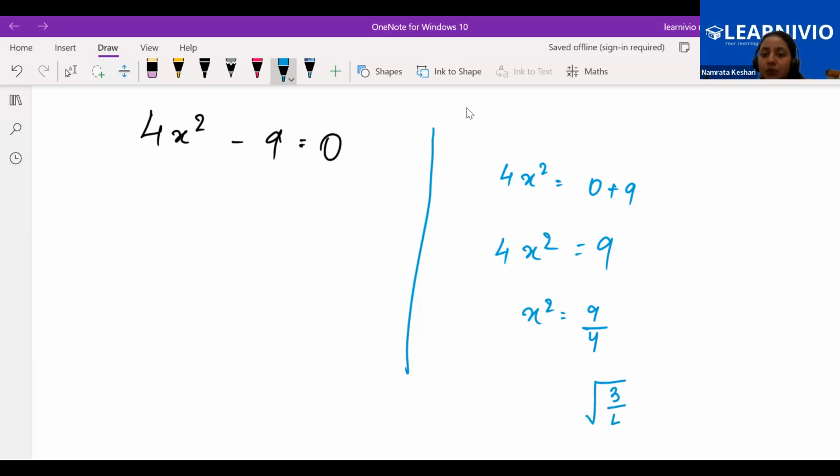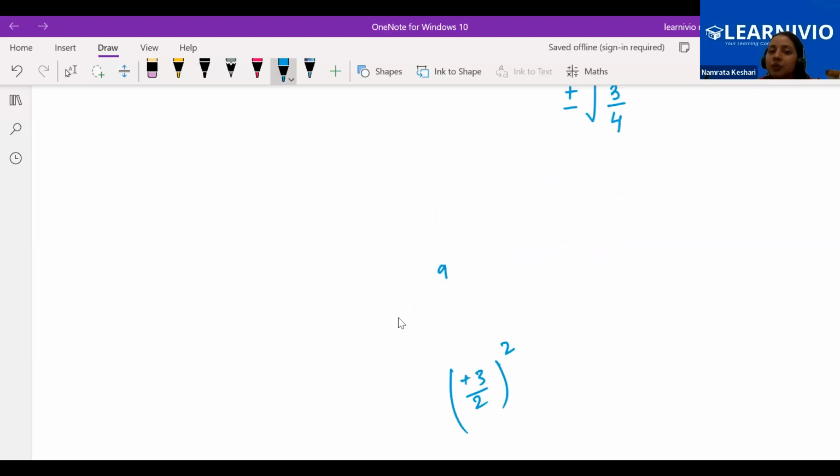But we also have to be sure that the plus minus sign will come at the same time. Because when you do the square of plus 3 by 2, you will get plus 9 by 4. When you do the square of minus 3 by 2, you will get 9 by 4 only. Any confusion? That's why whenever we are removing the square sign, at that time only we have to take the plus minus sign.